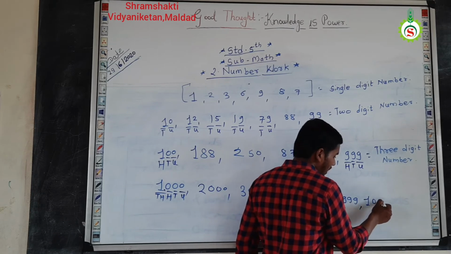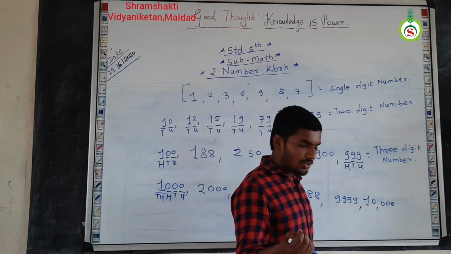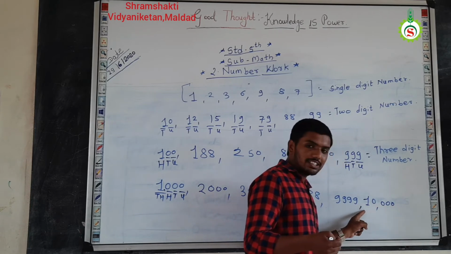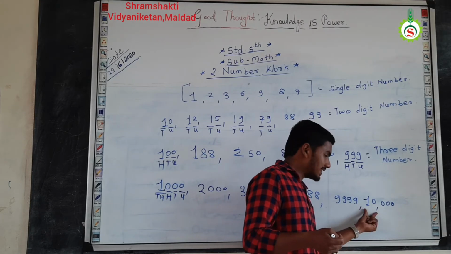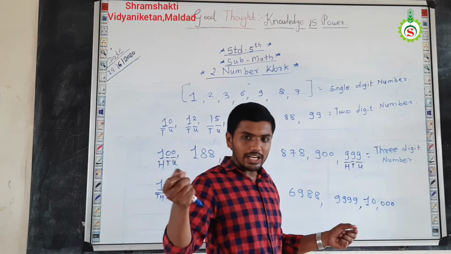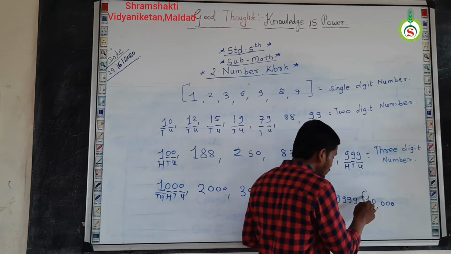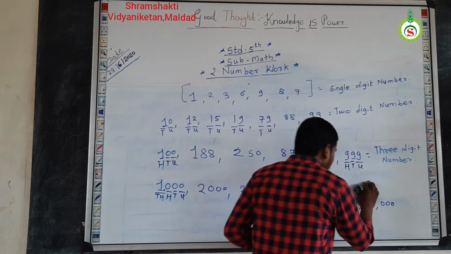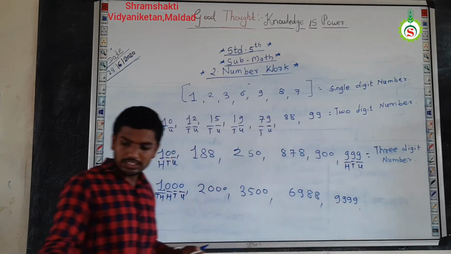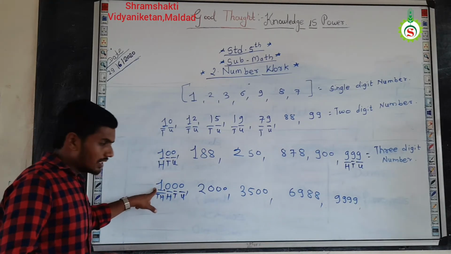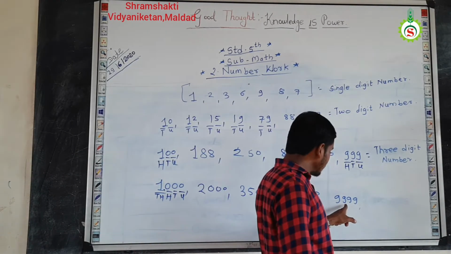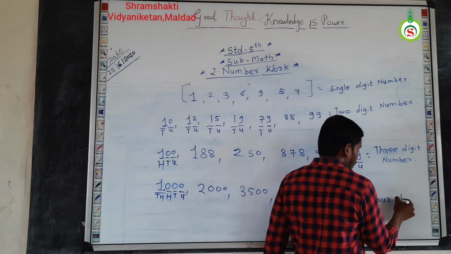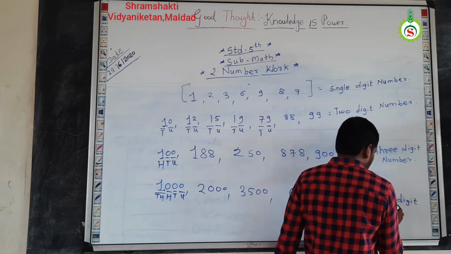That means 10, and 1000 means how many zeros? 3 zeros. Now that number will have how many digits? 1, 2, 3, 4, 5 digit number it will become. That means from the 10,000, 5 digit numbers will start. So we are not going to count that 10,000 as a 4 digit number. So 4 digit numbers start from the 1000 and it will end at 9999. Okay, and all those numbers are called 4-digit numbers.